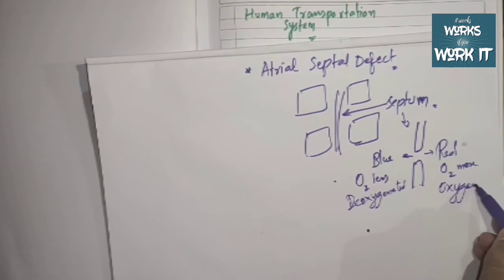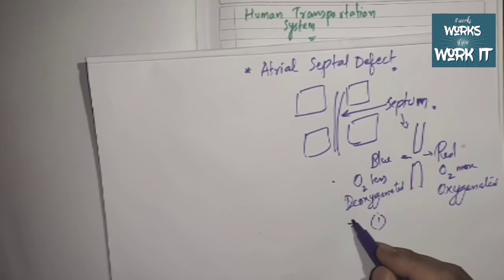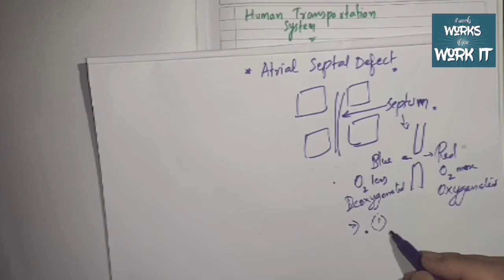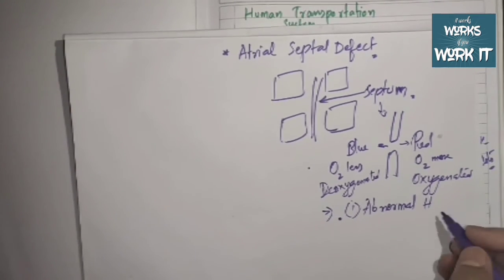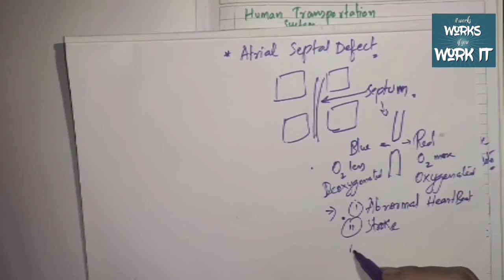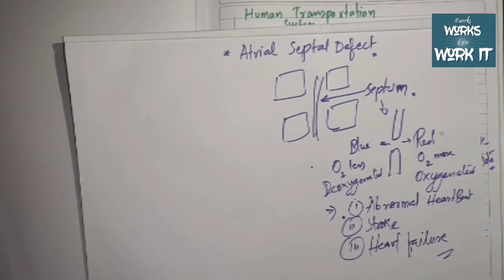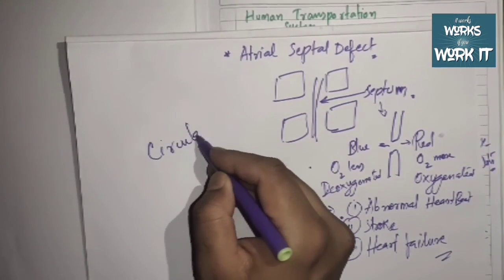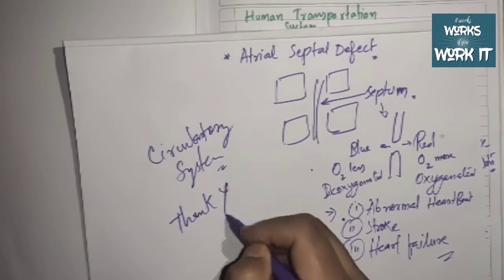And when this happens, the person may develop several defects in the body. One of the most common is abnormality in the heartbeat. Next, he may have a stroke, and the third one is heart failure. So this is all about the circulatory system in our body, in human beings.